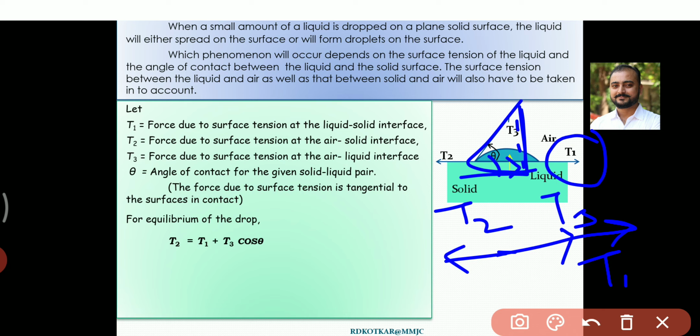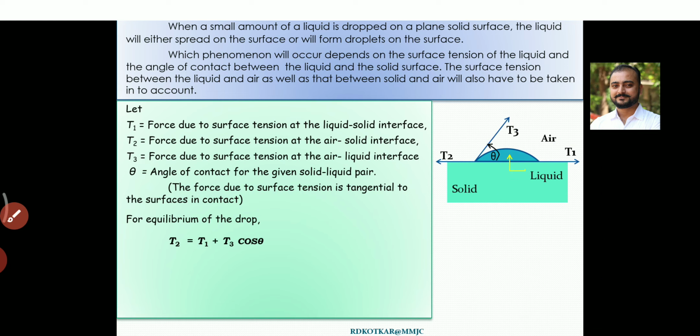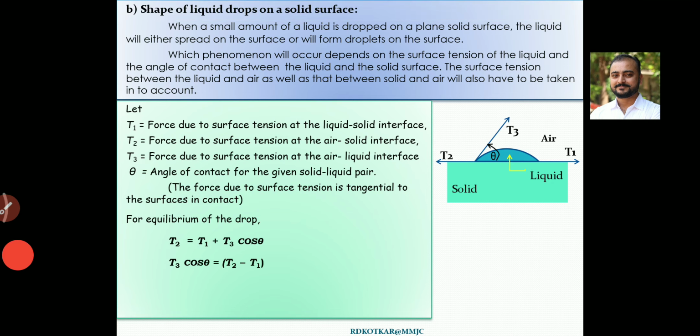As per the diagram, this is your angle theta, so this is nothing but cos theta. Therefore, it is not only T3, it is T3 cos theta, as the projection of T3 on the direction of T1. So here, T2 equals T1 plus T3 cos theta. Understood? T2 equals T1 plus T3 cos theta. Therefore, we will write here T3 cos theta equals T2 minus T1.